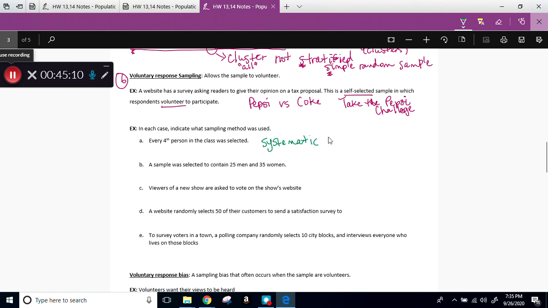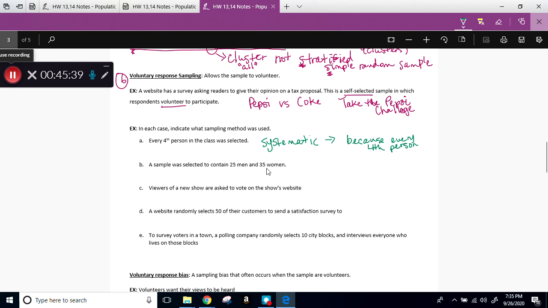And you may be asked, well, why? Why do you think that? You could just say because it's every fourth person was selected or something like that. There's a system involved. Every so many, it wasn't just random. There's a system, systematic. A sample was selected to contain 25 men and 35 women.